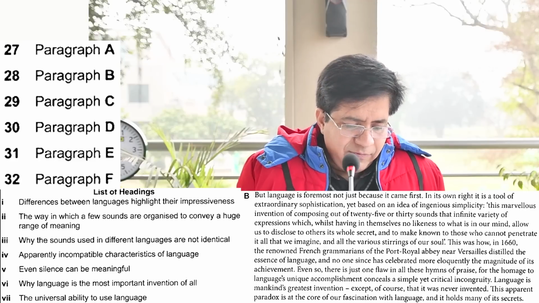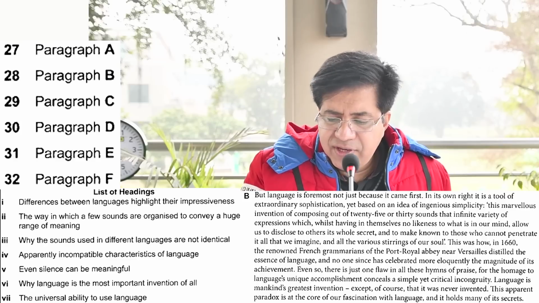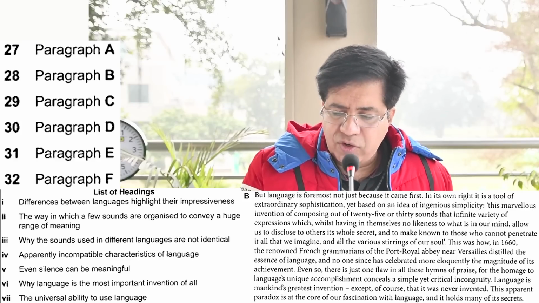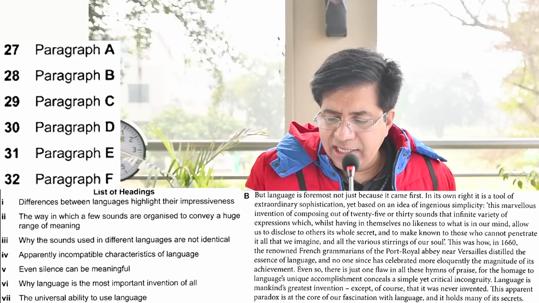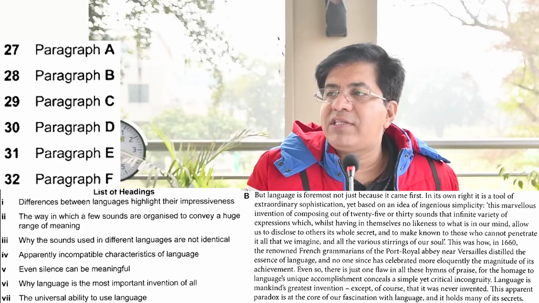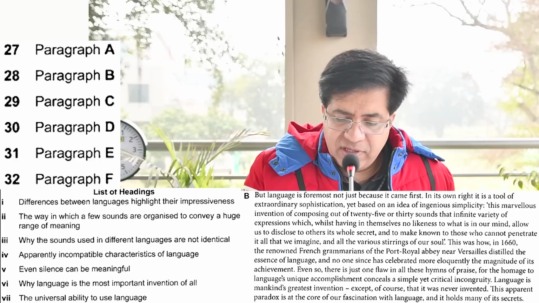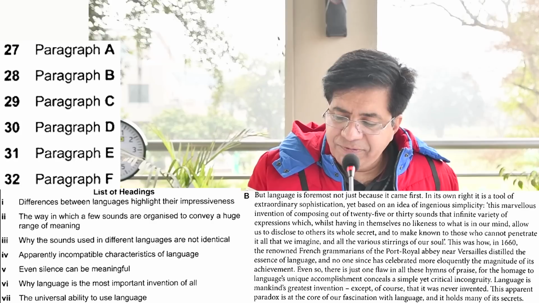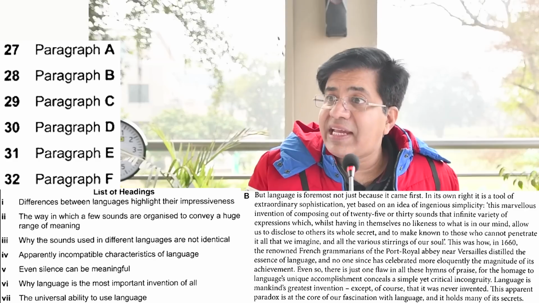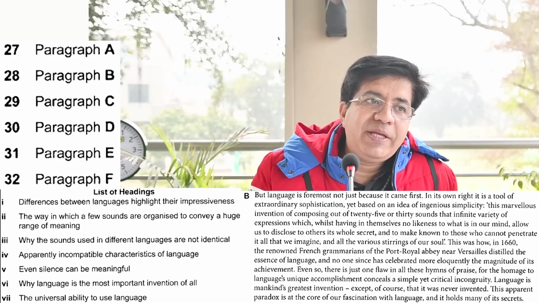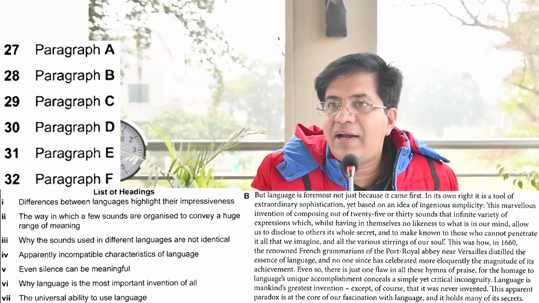Let's see what they say and what they talk about. They say, but language is foremost not just because it came first. In its own right, it is a tool of extraordinary sophistication, yet based on an idea of ingenious simplicity. This marvelous invention, what do they mean by that? This marvelous invention, language, of composing 25 or 30 sounds, that infinite variety of expressions, which whilst having in themselves no likeness. No likeness means they are incompatible actually.